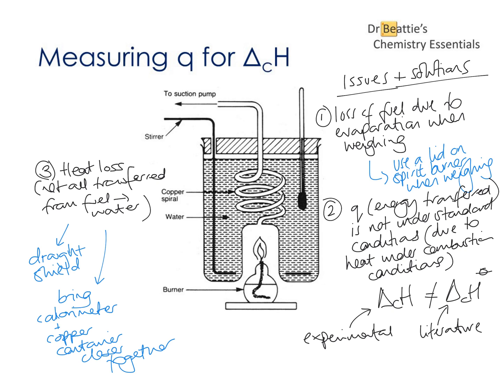So these are two solutions to the heat loss problem. However, the best solution is to use a designated device shown here called a bomb calorimeter. And so all of these conclude some of the main issues of measuring Q in order to work out combustion enthalpy in the laboratory setup.